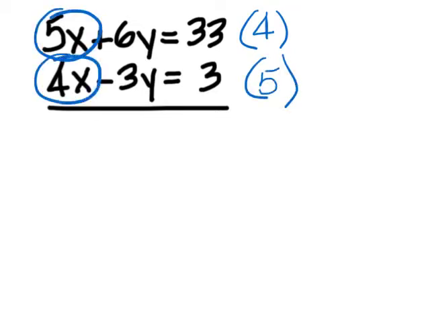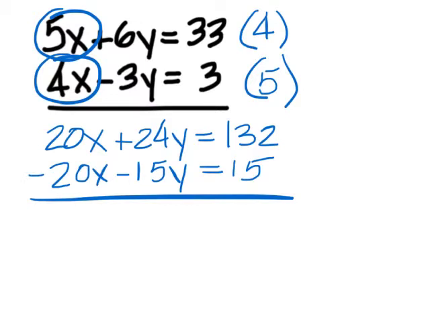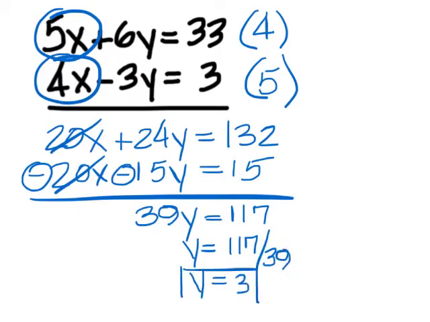So I can get a 20 in this position here and here. So that would be 20x plus 24y equals 132. And on the bottom, you'll have 20x minus 15y equals 15. Subtract, so you can get rid of the 20x's. 24 minus a negative 15 should be 39y. And then 132 minus 15 is 117. If I divide 117 by 39, I should get y equals 3.